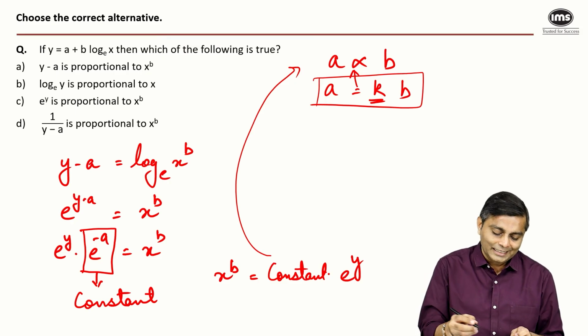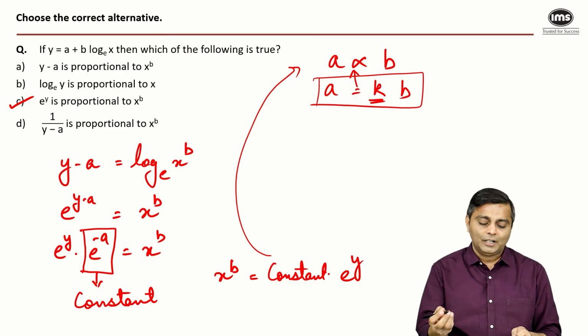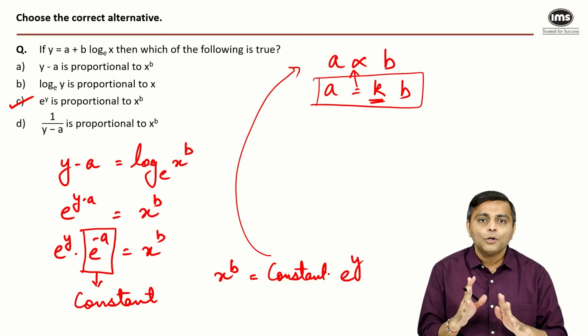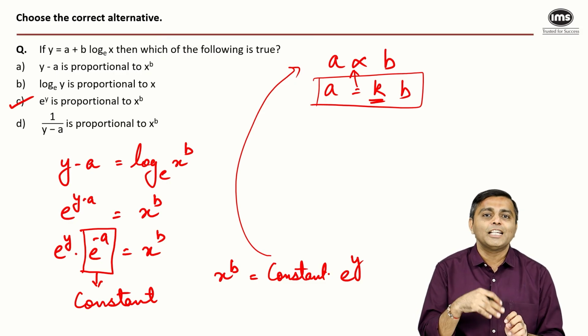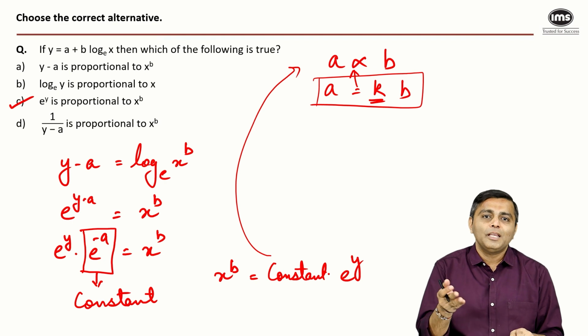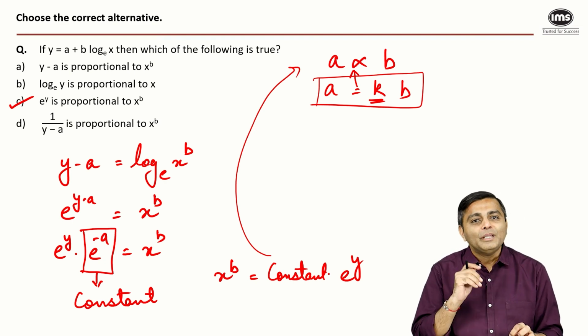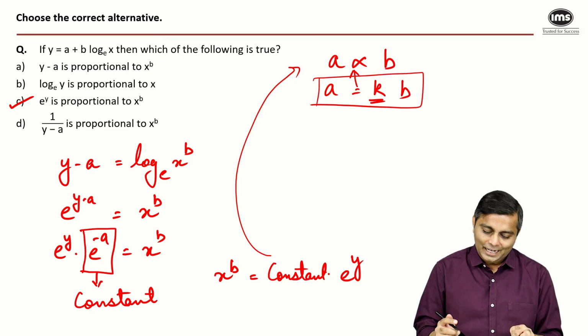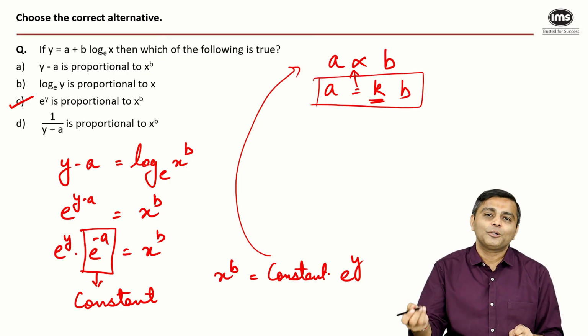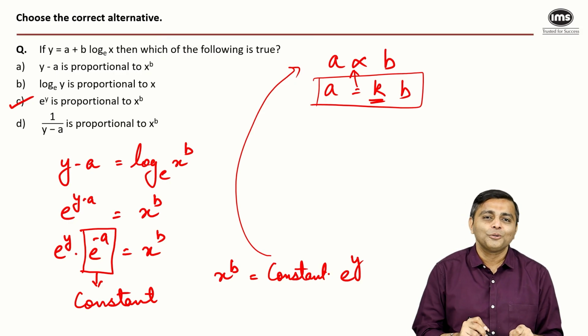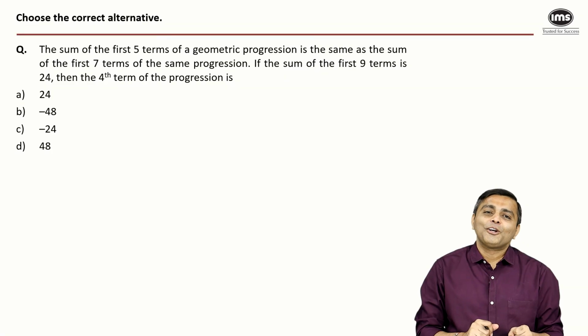Do we have that option? Yes, option C. E raised to y proportional to x raised to b. Mind you, it is same, it is not different. If a is proportional to b, so is b proportional to a. So don't get confused there also. A proportional to b means same as b proportional to a. So x raised to b is proportional to e raised to y, or e raised to y proportional to x raised to b. Moving on to the next question.